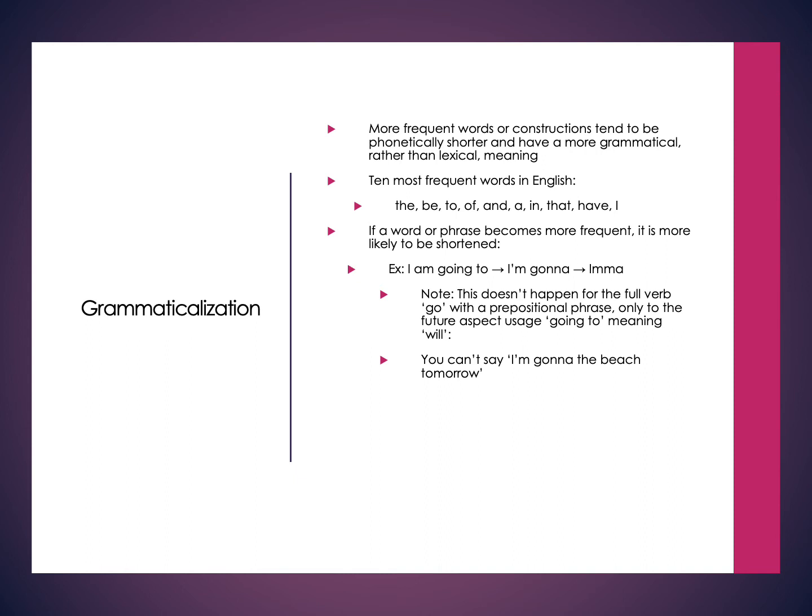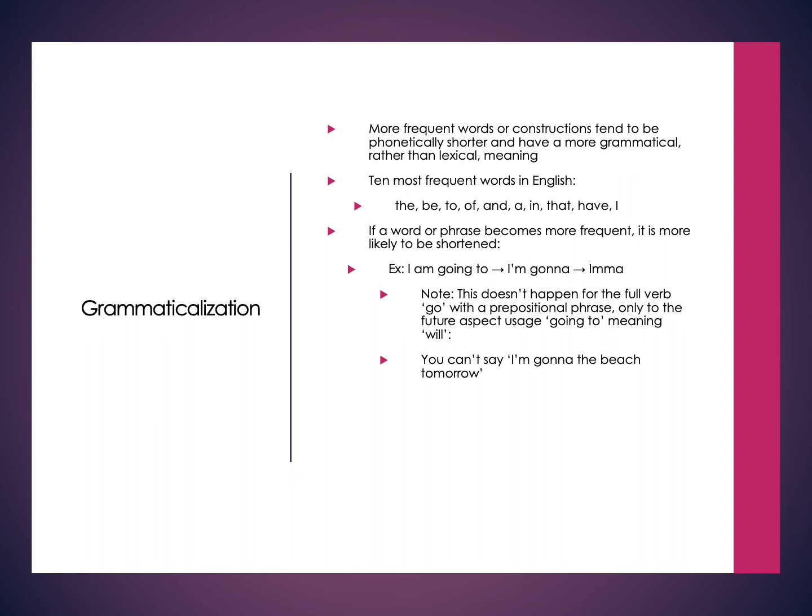But if you notice, this is something that only happens when we use I am going to as an idea for the future. So going to meaning will. So I am going to eat tomorrow. I'm gonna eat tomorrow. It's only when it has that idea of will, that idea of future, that you can do that. You can't say, I'm gonna the beach tomorrow. You can say, I'm gonna go to the beach tomorrow. But when go is the main verb, it can't be shortened like this. It's only when it's being used in grammatical ways.